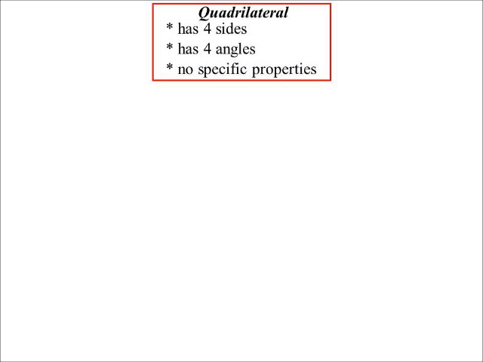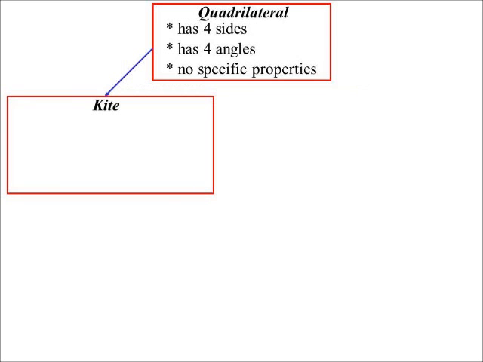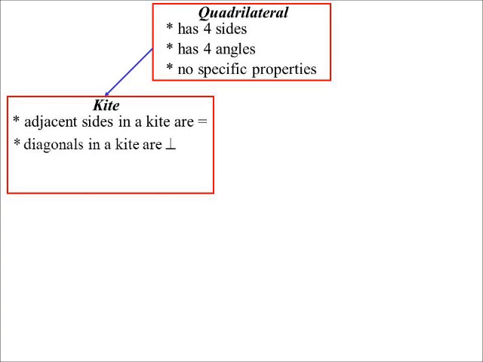Okay, so let's branch off one way. We go to our kite. Okay, so the first thing we know about a kite is adjacent sides. So you've got a pair of adjacent sides that are going to be equal, and you in fact have 2 pairs of adjacent sides that end up being equal. The diagonals in a kite are perpendicular. Now that's one that's often mistaken to be a feature of a rhombus. But it's not a feature of a rhombus, it's actually a feature of a kite, and of course a rhombus branches off the kite.